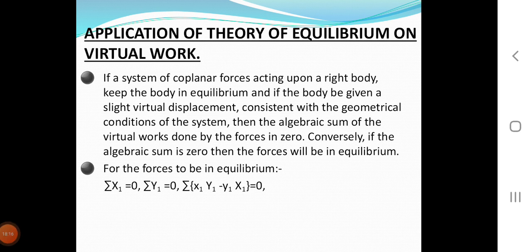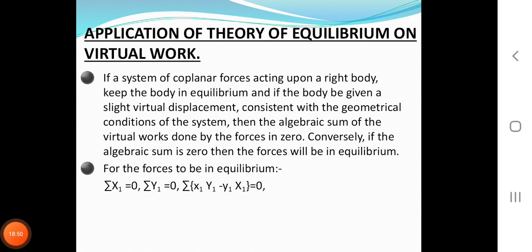Now our last topic is application of the theory of equilibrium on virtual work. If a system of coplanar forces acting upon a body keeps the body in equilibrium, and if the body is given a slight virtual displacement consistent with the geometrical conditions of the system, then the algebraic sum of the virtual work done by the forces is 0. Conversely, if the algebraic sum is 0, then the forces will be in equilibrium.